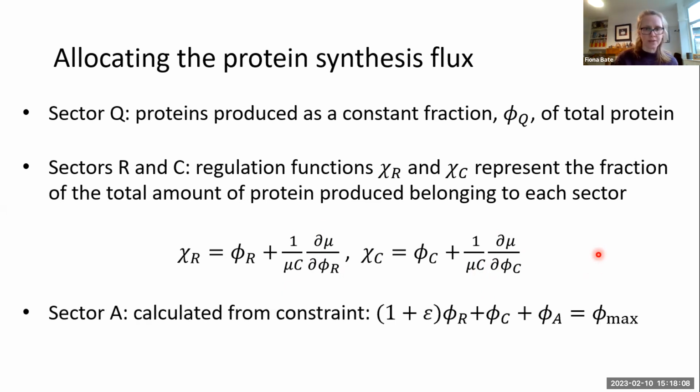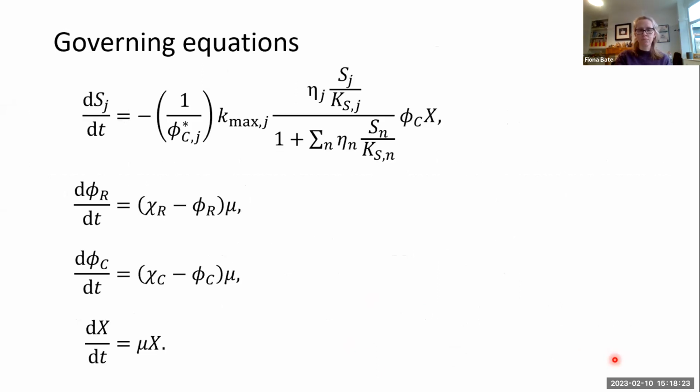So the other sector, we don't need to calculate explicitly because we can just get it from the constraint, which we got from the proteome partitioning model at the beginning. Right, okay, so now we have the closed model. So this model describes the time evolution of biomass growth and substrate uptake and gene expression through these equations here.